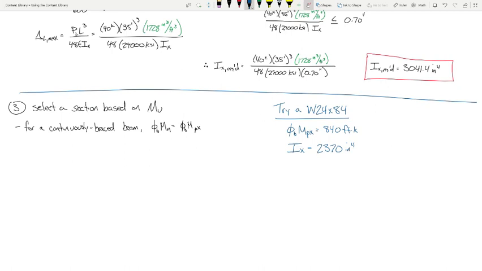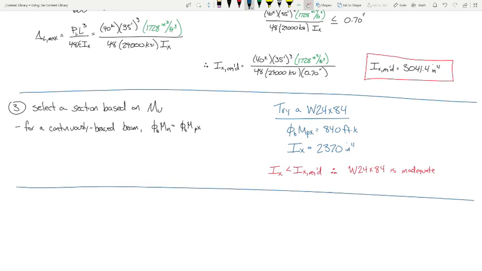So therefore, what we can say is Ix is less than Ix required, therefore W24 by 84 is inadequate. So now what do we do? Table 3. There you go.